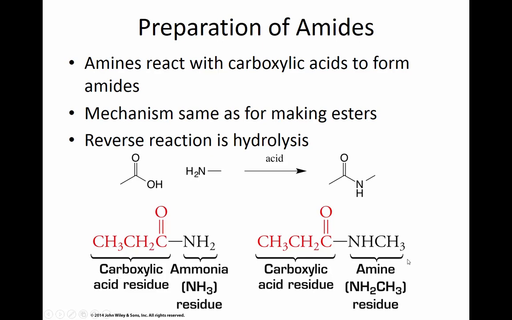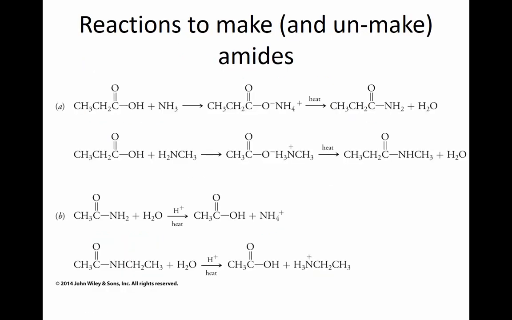Here we can see a couple of examples of amides, where one part is from a carboxylic acid, and this part comes from the ammonia, and this is an amine, another carboxylic acid residue. So these are amides. Here we go: reactions to make and unmake amides.